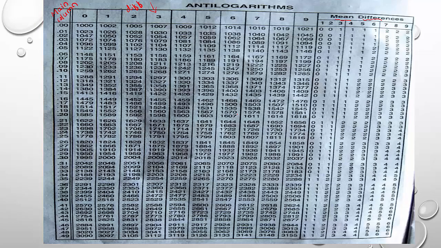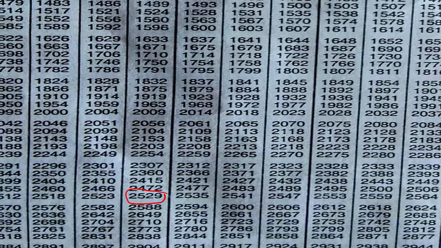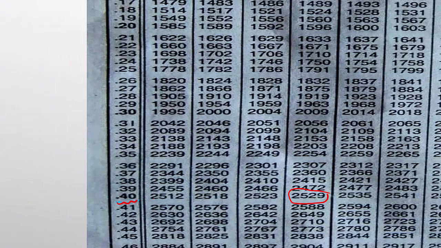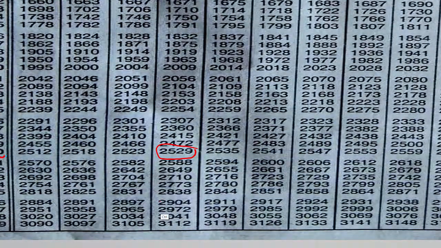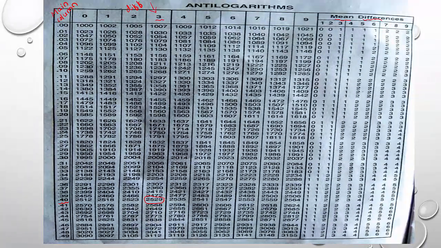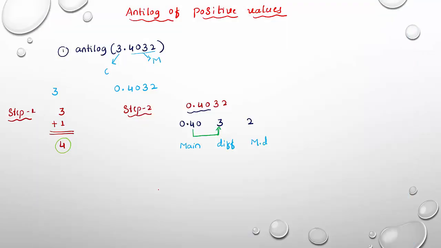Now you can see here 0.40 at 3. Here is 0.40. This is the main column. In the difference column at 3, 3 is here. So at 3 vertically, and 0.40 horizontally, we can get this number 2529. You can observe here the number we get at 0.40 at 3. So we got the number 2529. Now we can write that number here.